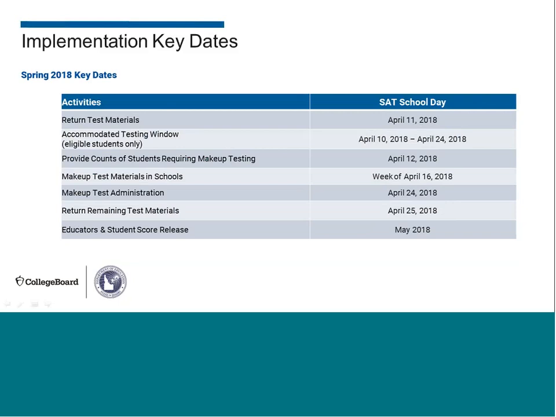All test materials should be returned April 11th for students that test on the 10th. And then for the accommodated testing window, students will have from the 10th through the 24th, and then the materials will be returned on April 25th. And for students testing on the makeup administration on the 24th, makeup materials will be arriving in schools again the week before.